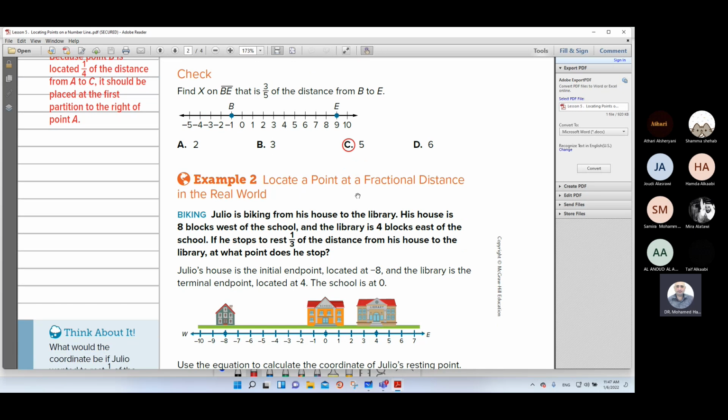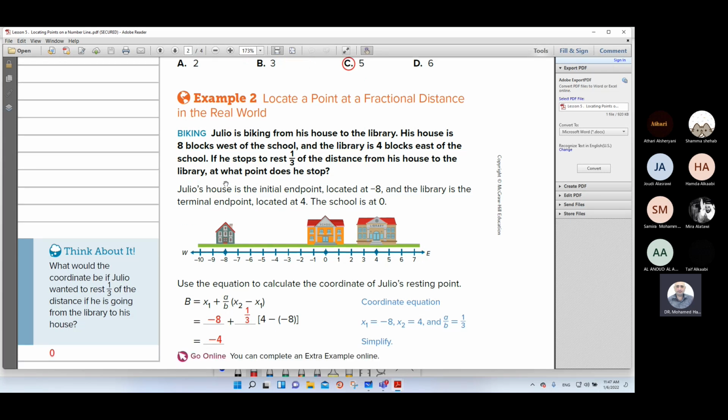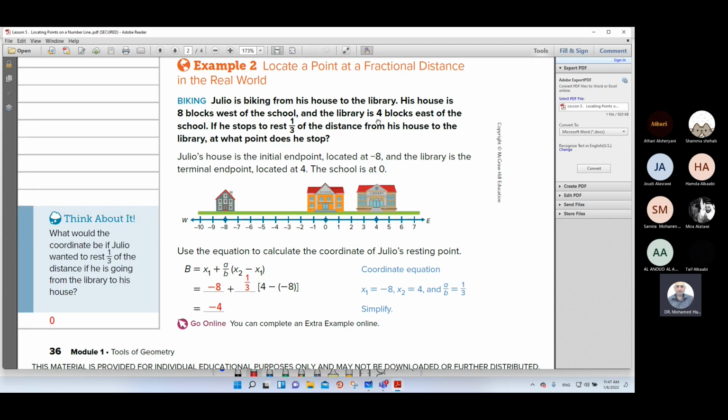Locate a point at a fractional distance in the real world. Julio is walking from his house to the library. His house is 8 blocks west of the school, and the library is 4 blocks east of the school. If he stops to rest 1/3 of the distance from his house to the library, at what point does he stop?